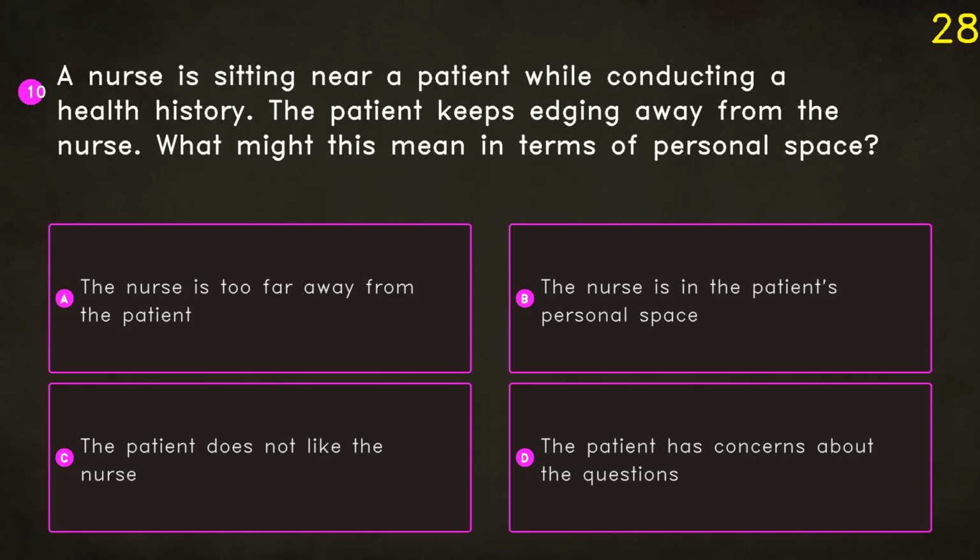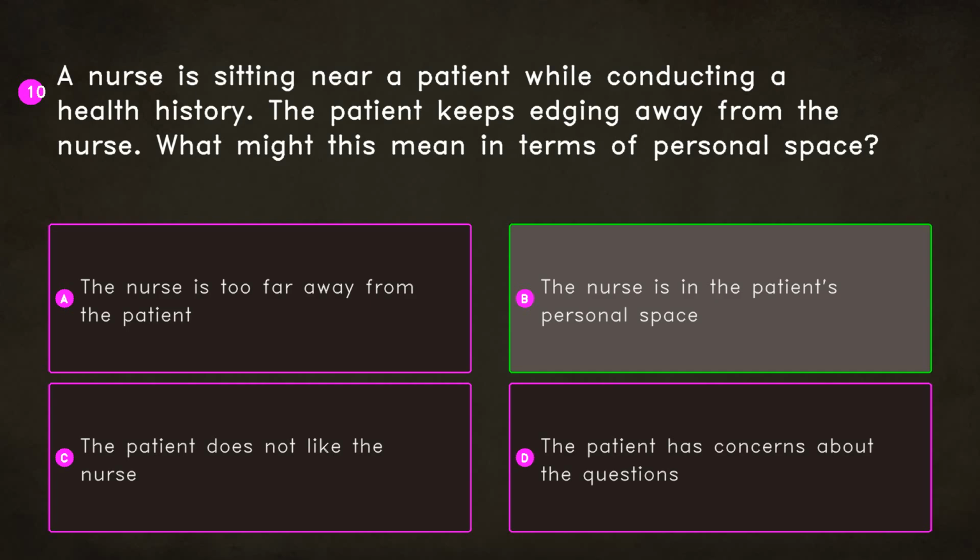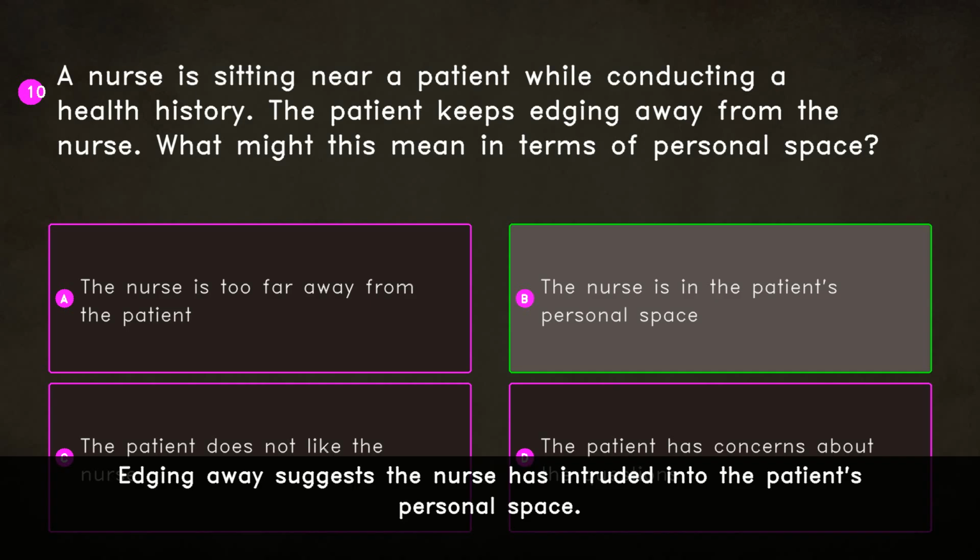Question 10. A nurse is sitting near a patient while conducting a health history. The patient keeps edging away from the nurse. What might this mean in terms of personal space? A. The nurse is too far away from the patient. B. The nurse is in the patient's personal space. C. The patient does not like the nurse. D. The patient has concerns about the questions. The correct answer is the nurse is in the patient's personal space. Edging away suggests the nurse has intruded into the patient's personal space.